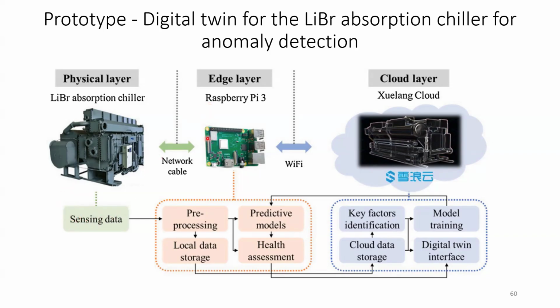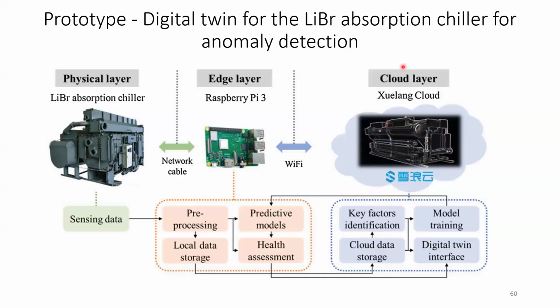And at the edge layer, this data from the sensor is sent via network to a Raspberry Pi 3, which serves as the edge device. At this level, the data undergoes pre-processing or local storage, and the edge device also runs lightweight predictive models to perform initial health assessment close to the physical system. This is what they have done.